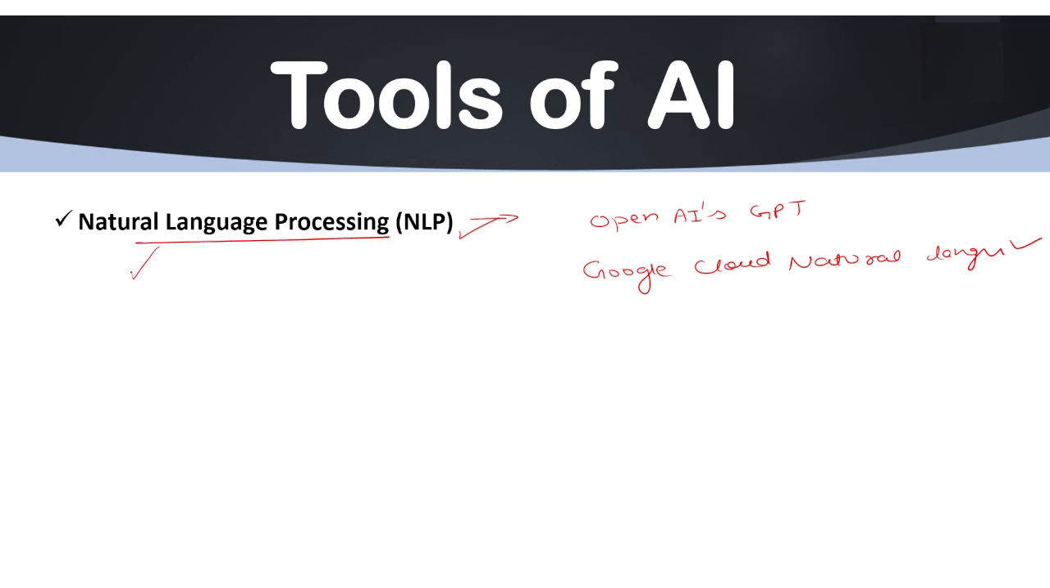Remember one point, I am repeating the statement. Natural language processing enables machines to understand, to interpret, and generate human language, facilitating applications like chatbots, sentiment analysis, and automated content generation. So all these are done with the help of artificial intelligence tools, that is natural language processing.